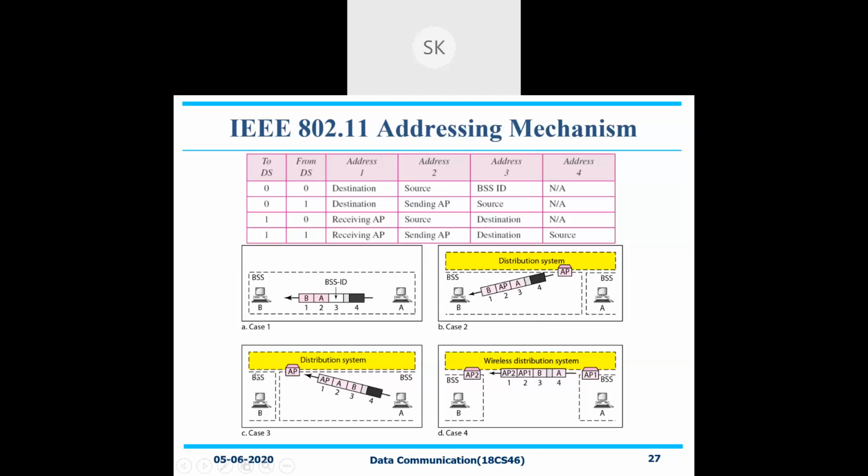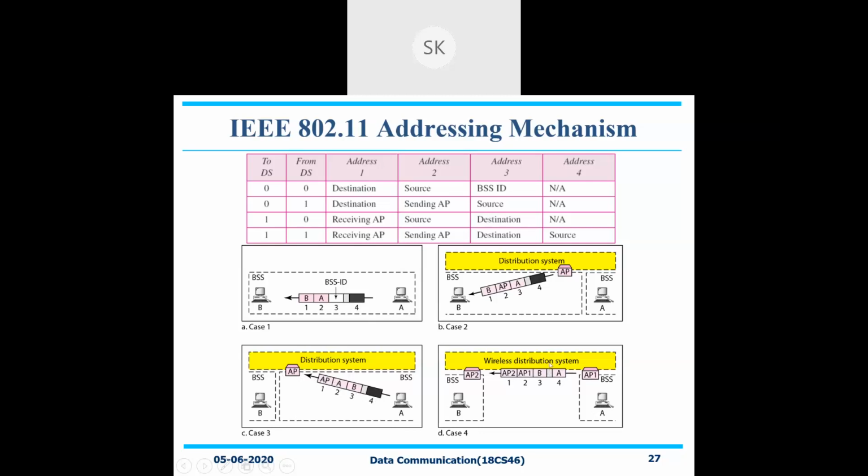The next, the third sequence: at the sender end itself you have the access point. For that, the receiving access point is what I will attach, followed by the source, followed by the destination. The source is A and the destination is B.